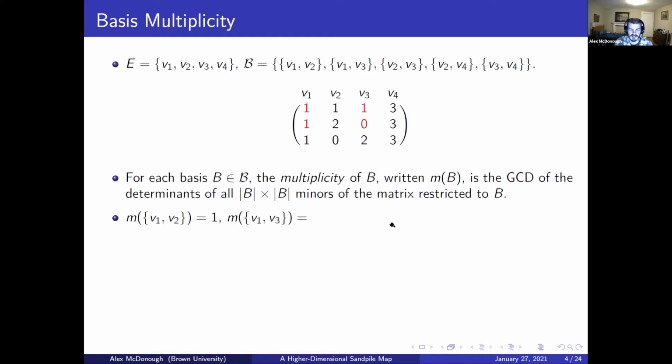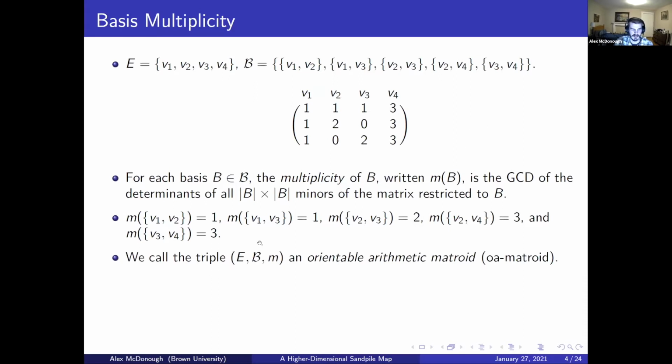For 1, 3, it's going to be, we have -1, 2, and 2, so it's going to be 1 again. For 2, 3, it's going to be -2, 2, and 4. So we're actually going to have a GCD of 2. And then the remaining ones, you can see the multiplicity is 3. We don't have a multiplicity for M1, M4 because that was dependent. And we're going to call this triple an orientable arithmetic matroid.